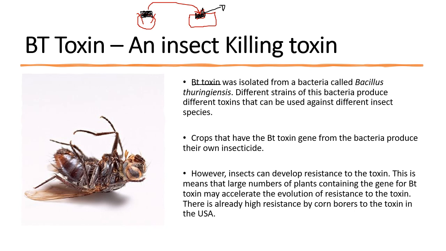So that means that having a lot of plants, and this again plays along the lines of what happens with antibiotic resistance, that having a lot of plants that produce the Bt toxin can result in many of the insects that should be affected developing resistance to the toxin itself. And as it says here already, there is a high resistance by corn borers to the toxin in the USA, because the USA is one of the countries where this is being used.